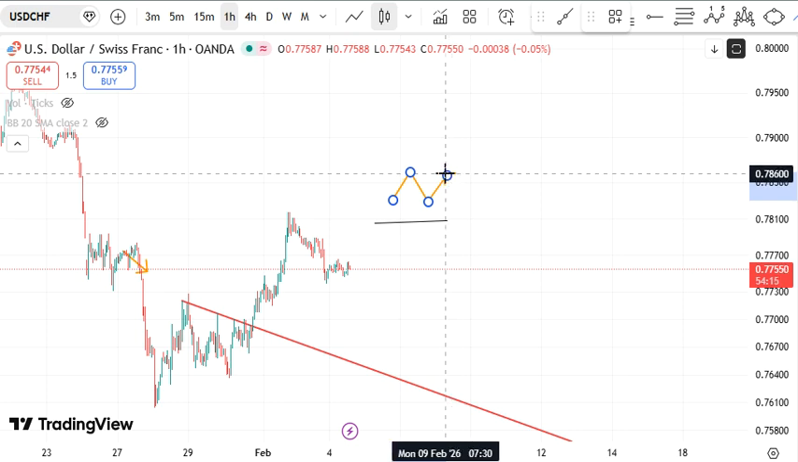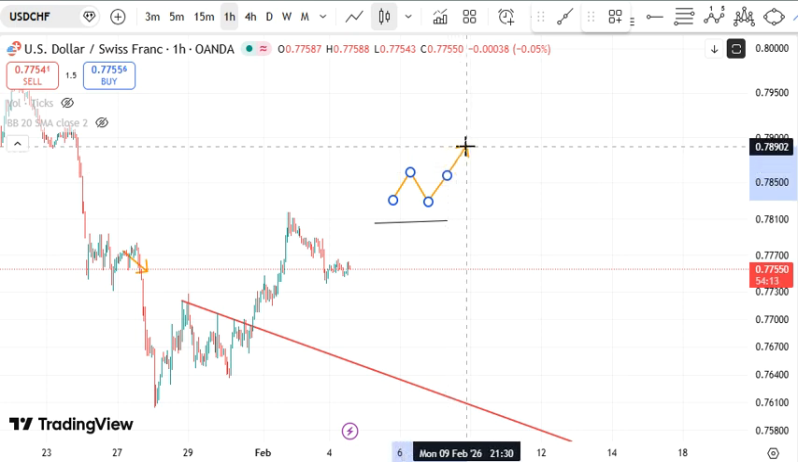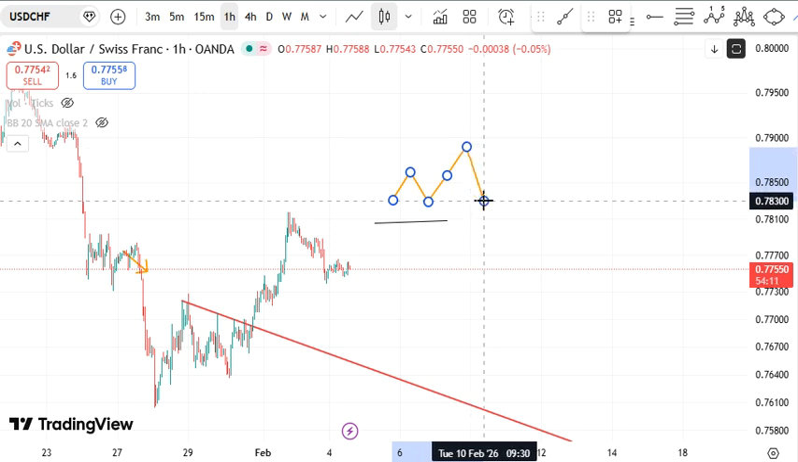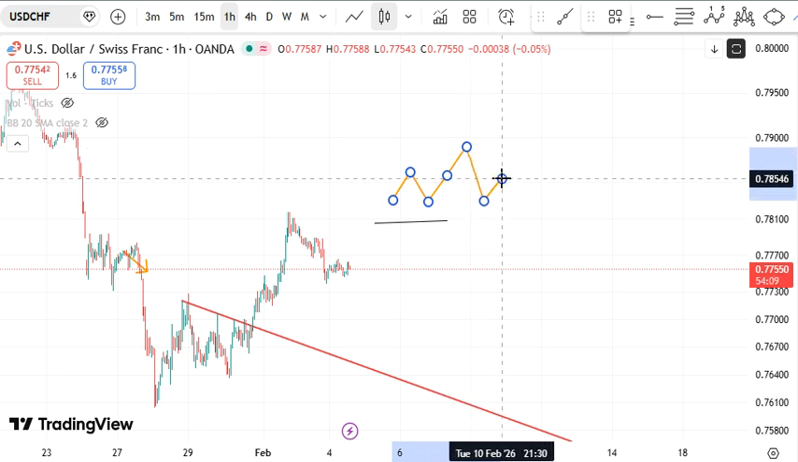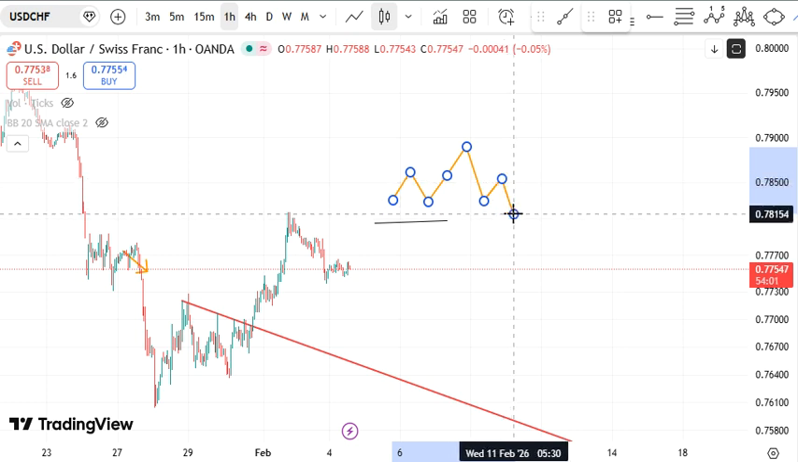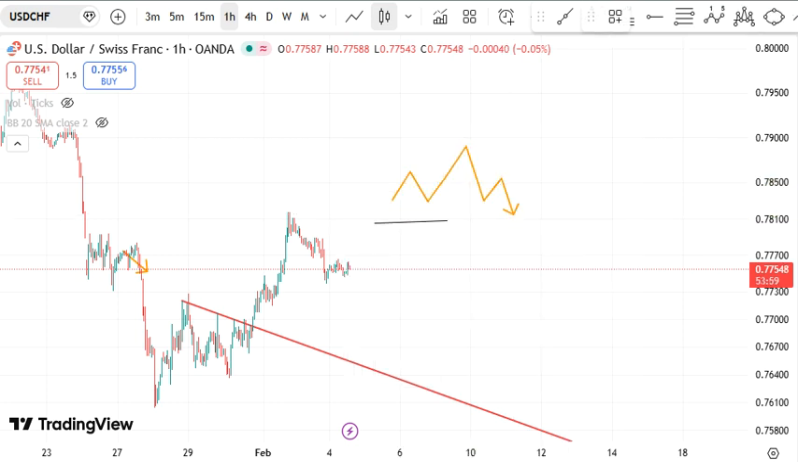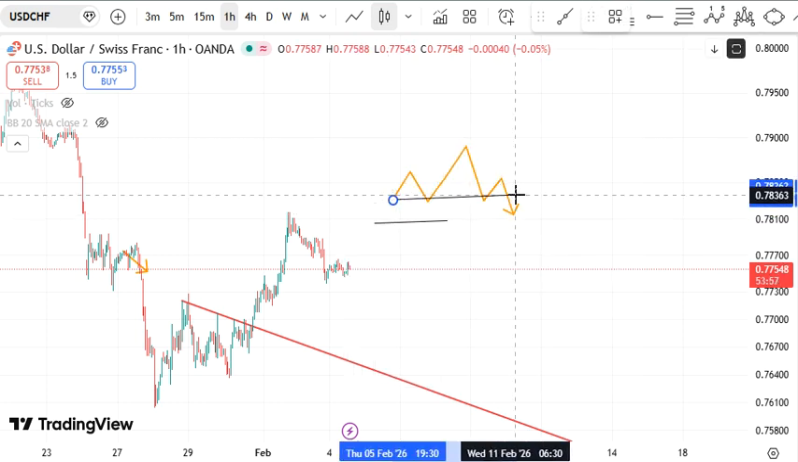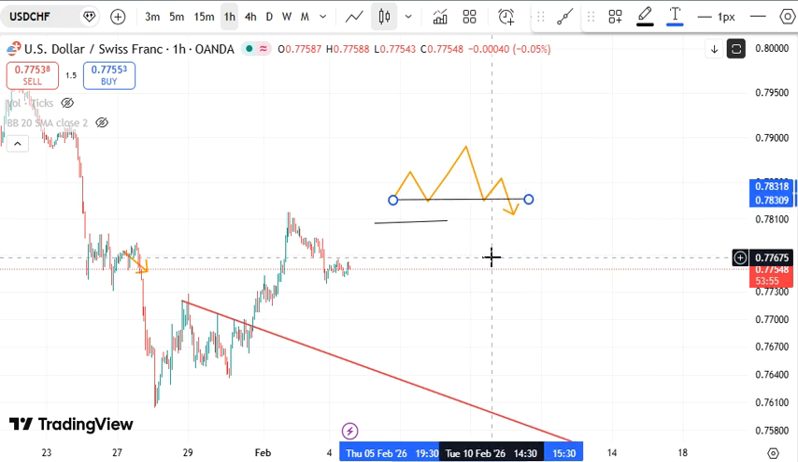Suppose you didn't get the double top, you get the head and shoulder pattern. So at this point, if you are an aggressive trader, you can short at the second head, second shoulder, or wait for the breakdown. That's the correct approach, waiting for the breakdown. So this is a head and shoulder pattern.